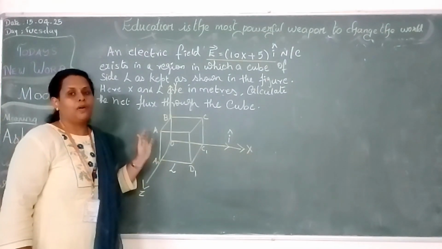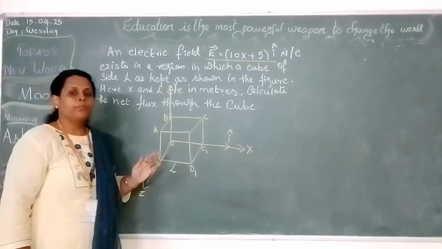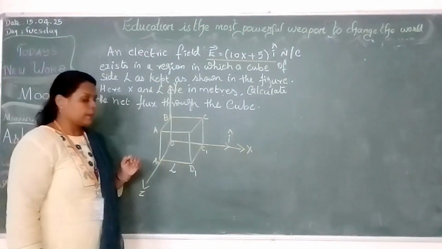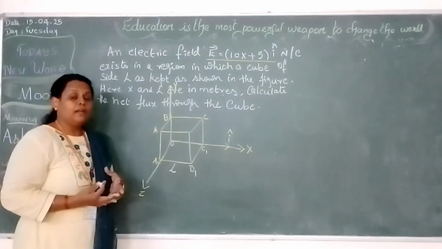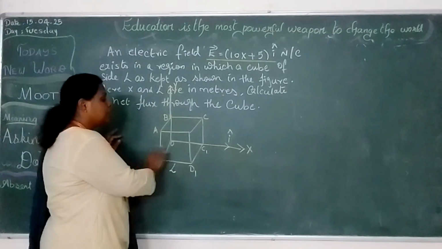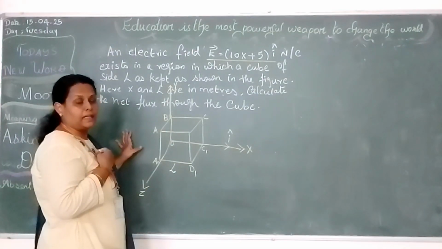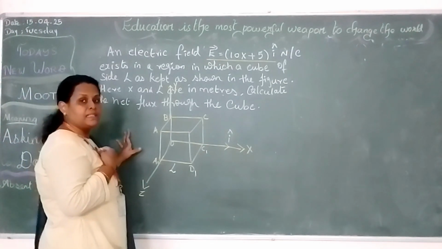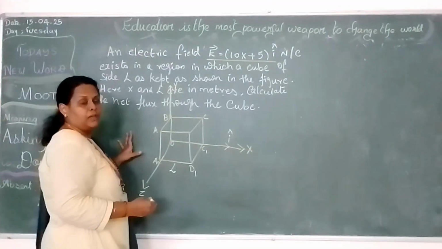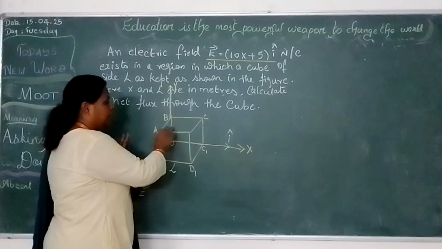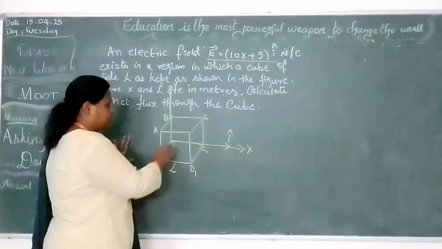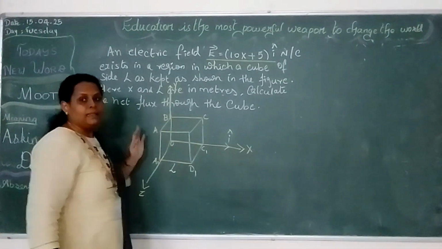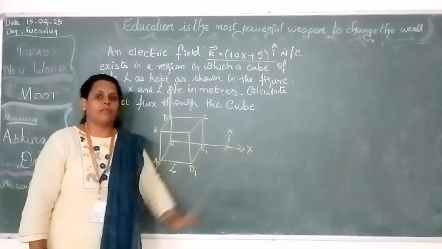We have to apply the formula phi is equal to E vector dot A vector and calculate the net flux. We only have to calculate for those faces through which electric field lines pass, the faces receiving the electric field lines. Through the top, bottom, front and back surfaces, the electric field lines just graze the surface.